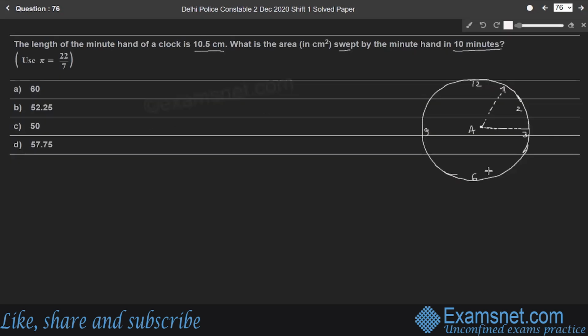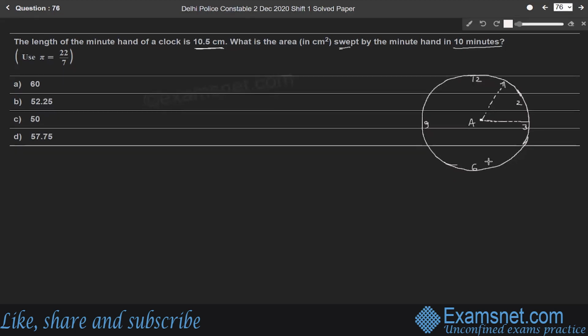Question 76. The length of the minute hand of a clock is 10.5 centimeter. What is the area swept by the minute hand in 10 minutes? Right? So let us consider a clock where AB be the minute hand. Right? So its length is given, it is 10.5 centimeter. And after 10 minutes, the position of the minute hand is at C. Right? So we have to find area swept by the minute hand in 10 minutes. So here the minute hand creates an arc BC.